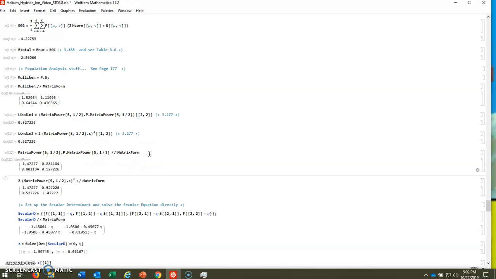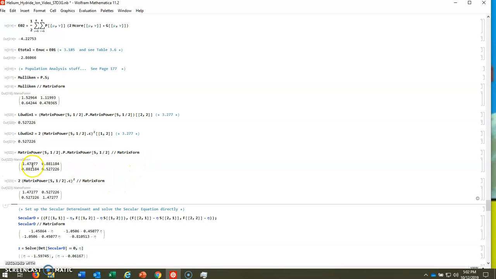Just calculating some pieces here for comparison purposes. So yeah, there you go. Comparing the pieces that go into these two different formulas for the Löwdin population analysis.